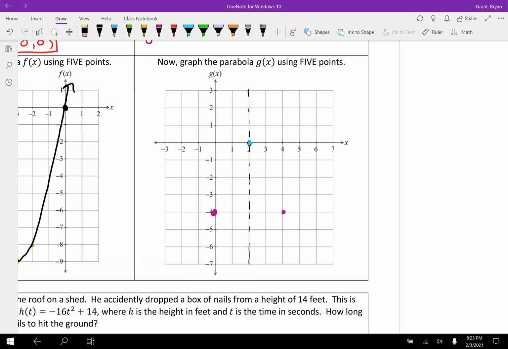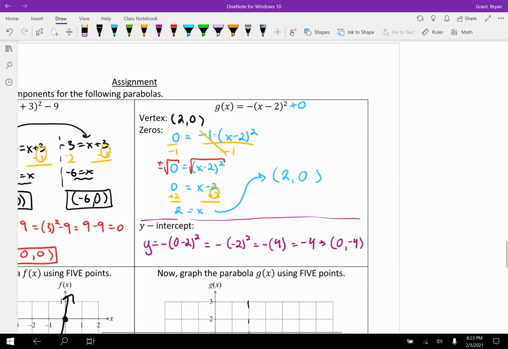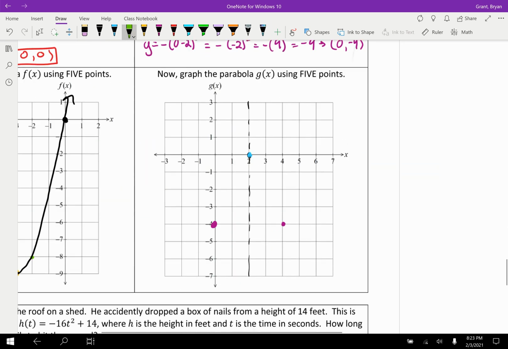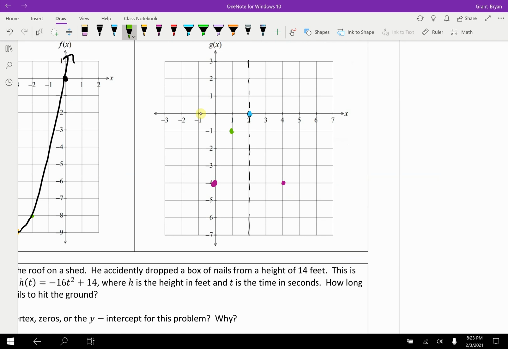But we wanted 5 points. Oh, right, the a value again. We're not going to keep forgetting that. Down 1 over 1, so let's get 2 more. Down 1 over 1 each direction, and there is our beautiful parabola.